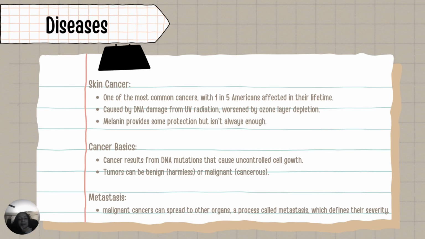Tumors can be benign, which is harmless, or malignant, which is cancerous. Malignant cancers can spread to other organs, and this is called metastasis, which shows how severe it is.